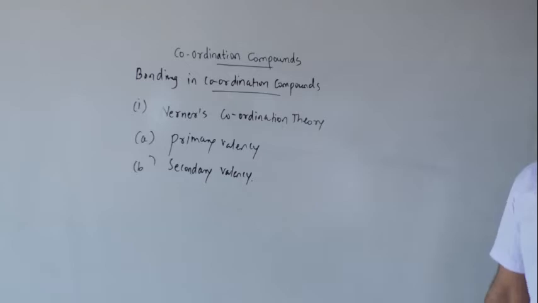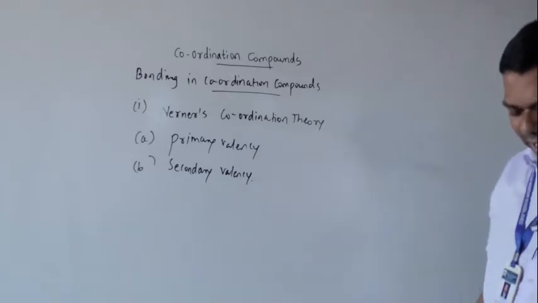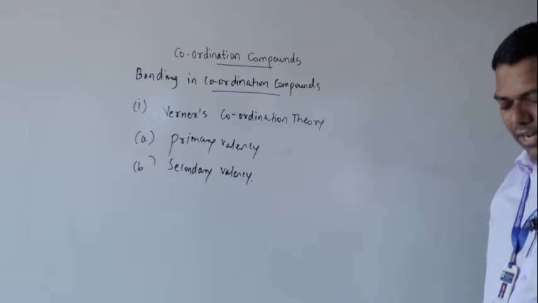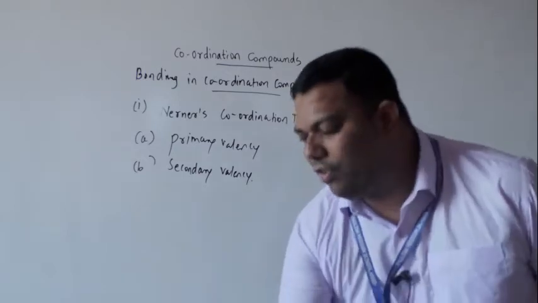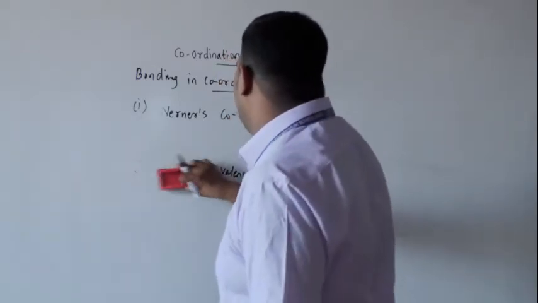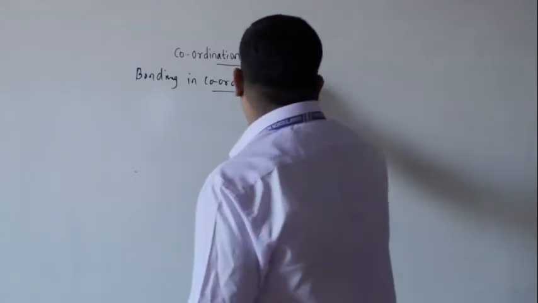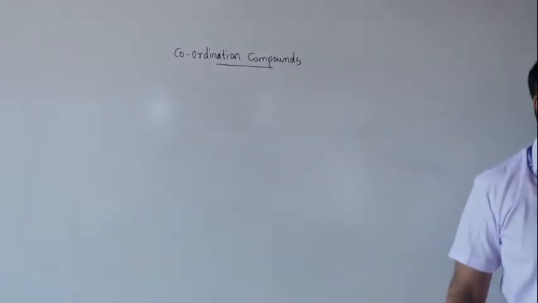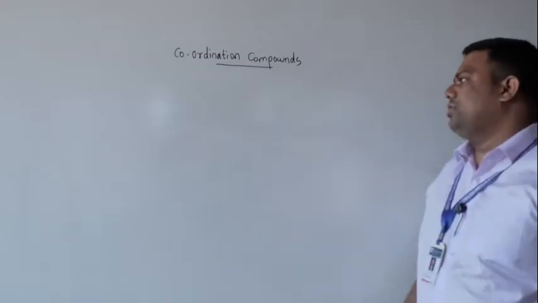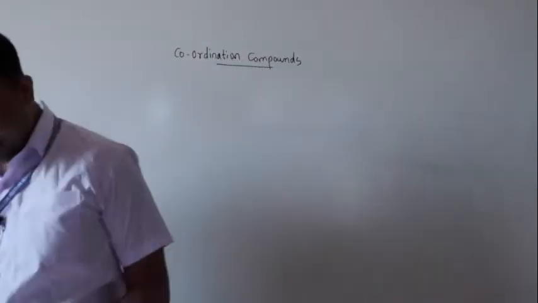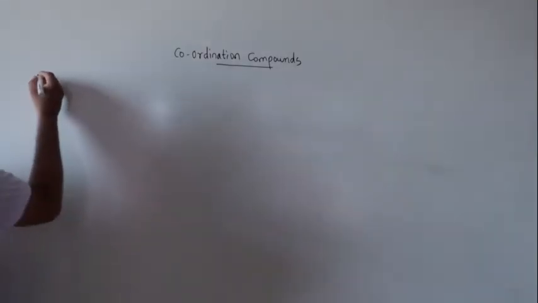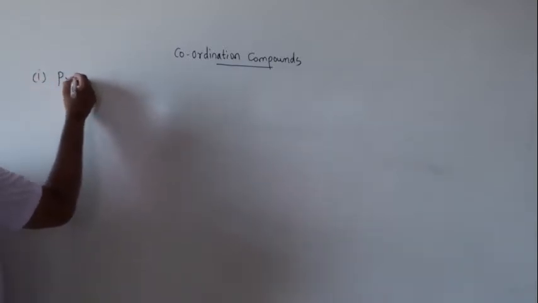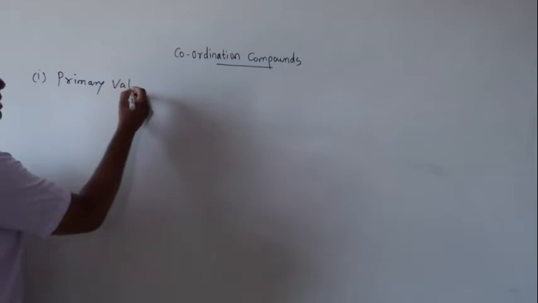So we can write it as a definition. Generally in a complex or coordination compound, the central metal atom has two types of valency, that is primary valency and secondary valency. So we will define these. See here how we can define. First, we have to write primary valency.